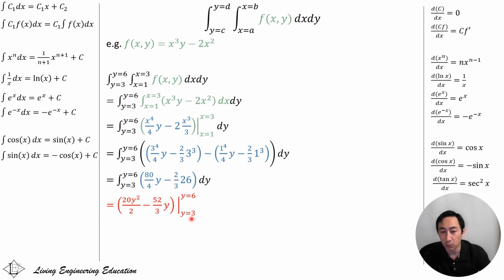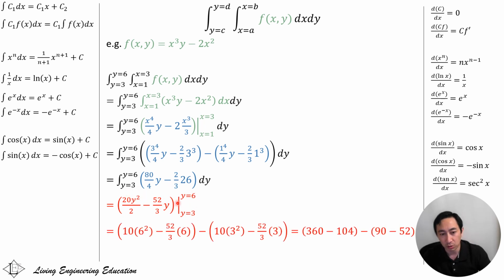And then we apply the y limits. Upper limit of 6, lower limit of 3, just like we've done in the past. So you plug in 6, and then you subtract that by what you get after you plug in the 3, right? So 20 over 2 is 10. 10 times 6 squared minus 52 over 3 times 6. That's my upper limit component, minus 10 times the lower limit squared, 3 squared, minus 52 over 3 times y, or my lower limit 3. And you simplify this, and you get your solution, 280 in this case, right?